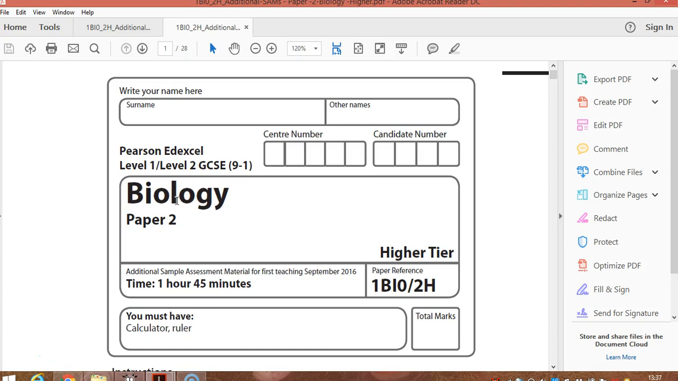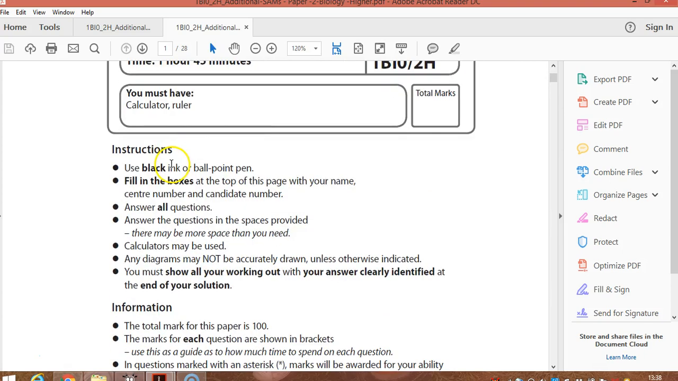This is a sample assessment material because at the time of recording there haven't been any past papers for this new specification, which means there won't be any examiner notes, and also there's no past papers to go by. So this is one of the few papers that can help you revise. Okay, so we're going to start off.